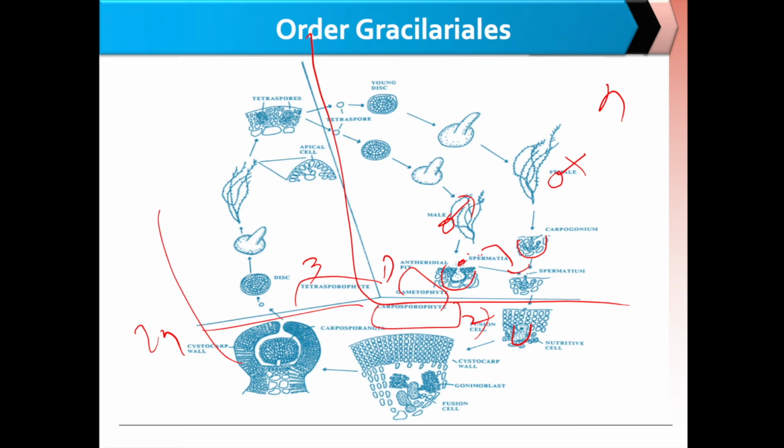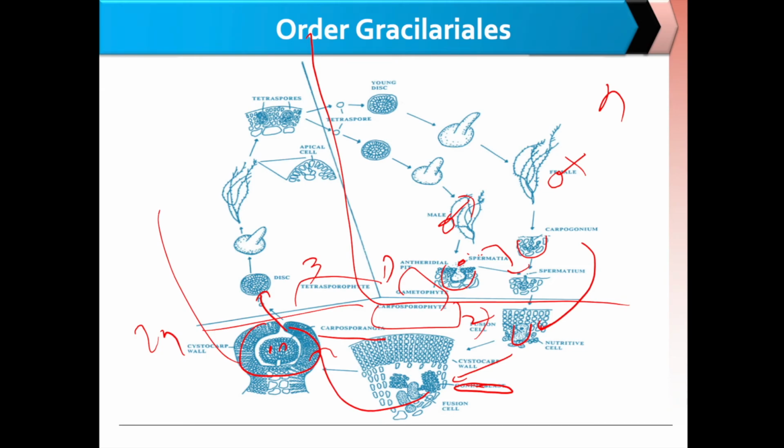So meron kang carpogonium, di ba? Si carpogonium mo eventually magdi-develop into your gonimoblast. Pag nagkaroon na ng fusion ng cell directly, magdi-develop na siya into carposporangia. Tapos meron kang cystocarp wall here. Yung mag-develop sa loob ni carposporangia is yung mga carpospores natin na magre-release ng disc-like carposporophyte.